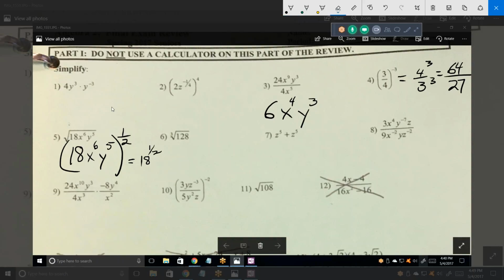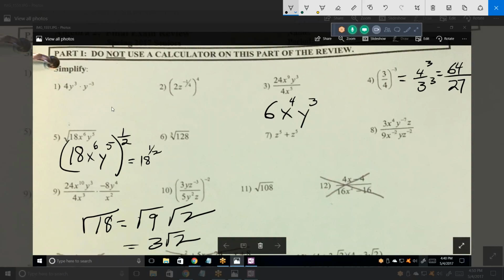Okay? That's not the answer I like. And I'll tell you why, is they don't want decimal answers here. They want you to give them a radical answer. Do not use calculator. That means we need to reduce that. Well, that's the square root of 9 times the square root of 2. Square root of 9 is 3. So that becomes 3 root 2.